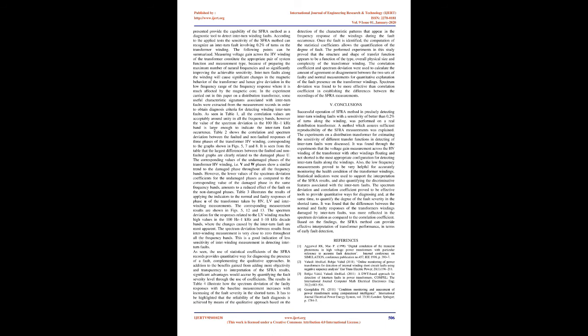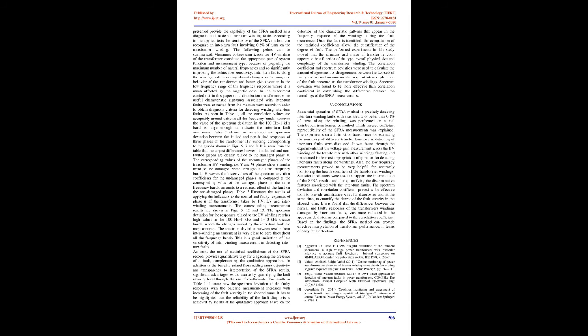Measuring voltage gain across the HV winding of the transformer constitutes the appropriate pair of system function and measurement type, because of providing the maximum number of natural frequencies and so significantly improving the achievable sensitivity. Interturn faults along the winding will cause significant changes in the magnetic behavior of the transformer and hence give deviation in the low frequency range of the frequency response, where it is much affected by the magnetic core. In the experiment carried out in this paper on a distribution transformer, some useful characteristic signatures associated with interturn faults were extracted from the measurement records in order to obtain diagnosis criteria for detecting winding interturn faults.